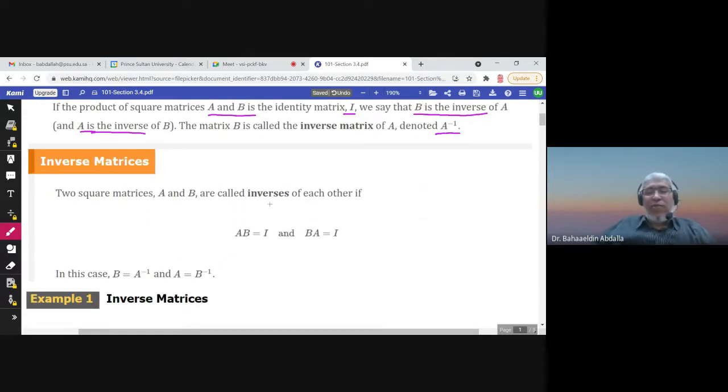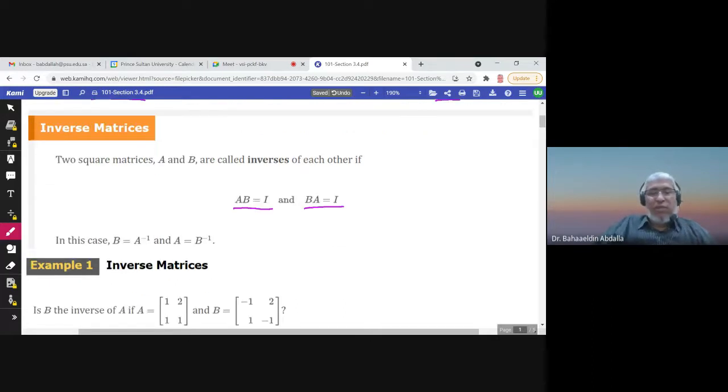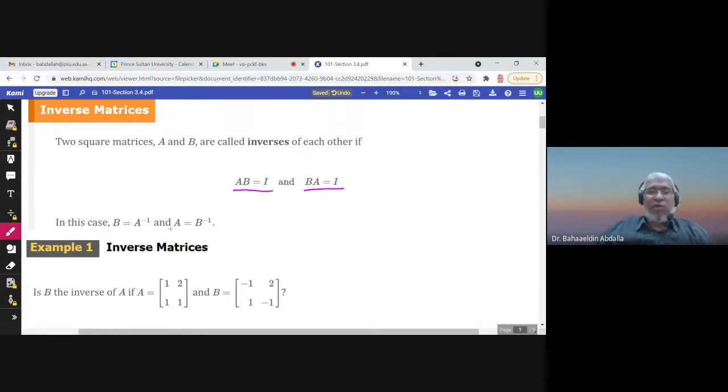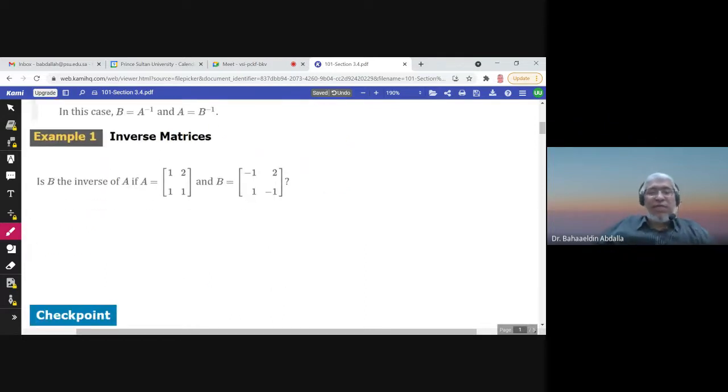So A and B are inverses of each other if A times B is I and B times A is also I. And notice that in this case, the multiplication of matrices is commutative. So we write B equals A inverse or A equals B inverse. They are inverses of each other. So here are the matrices A and B. Is B the inverse of A? We need to multiply these two matrices. If the product gives the identity matrix, then they are inverses of each other.